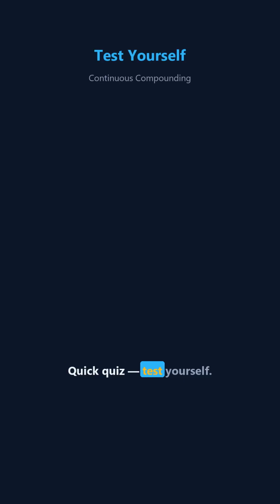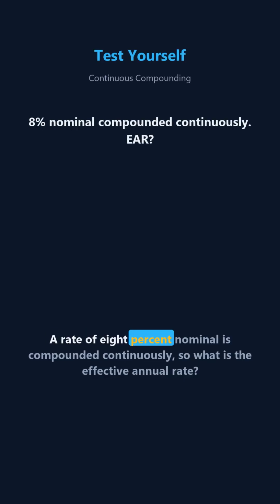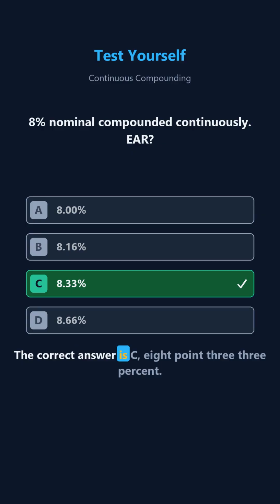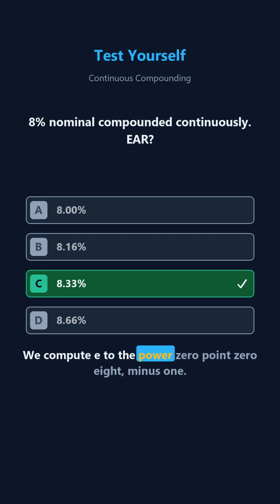Quick quiz, test yourself. A rate of 8% nominal is compounded continuously, so what is the effective annual rate? Here are your 4 options. Pause the video and solve it now. The correct answer is C, 8.33%. We compute e to the power 0.08 minus 1.